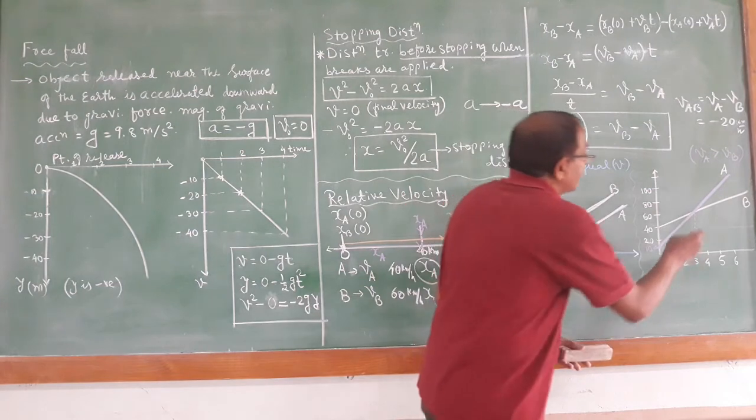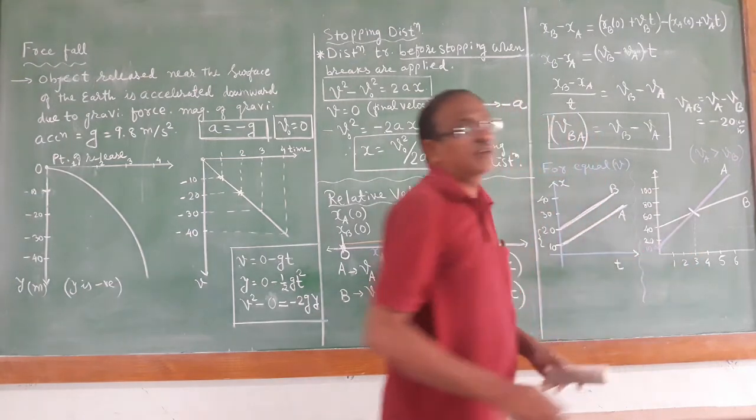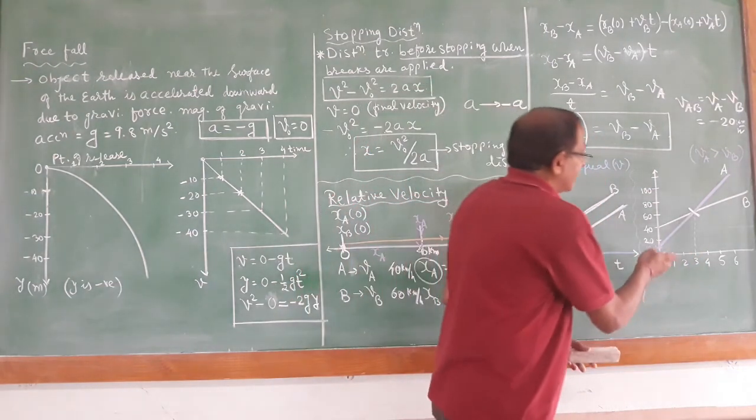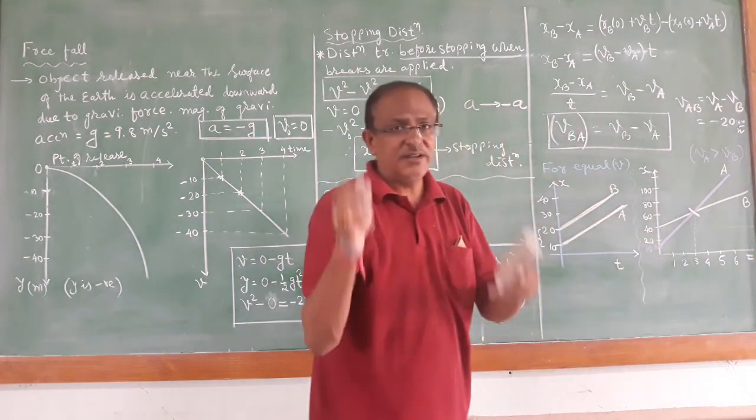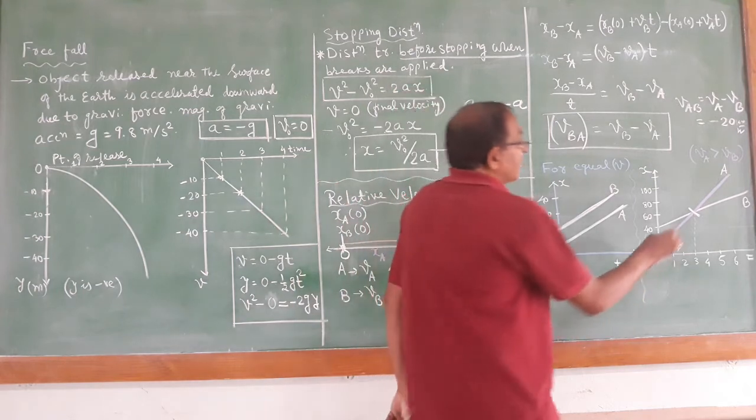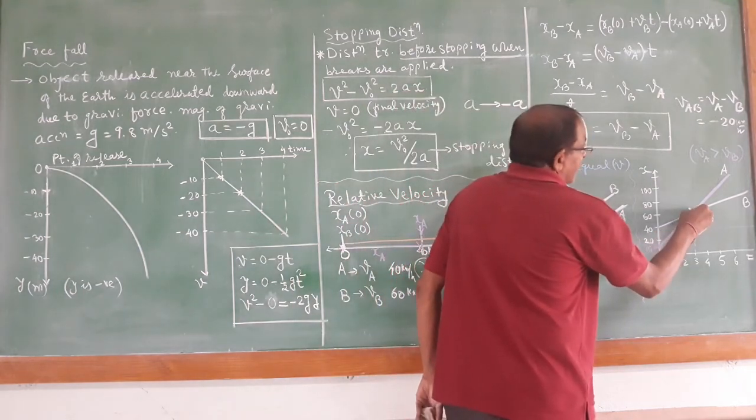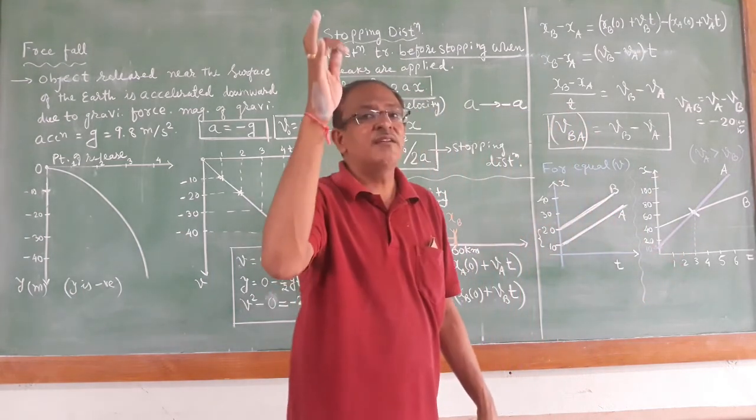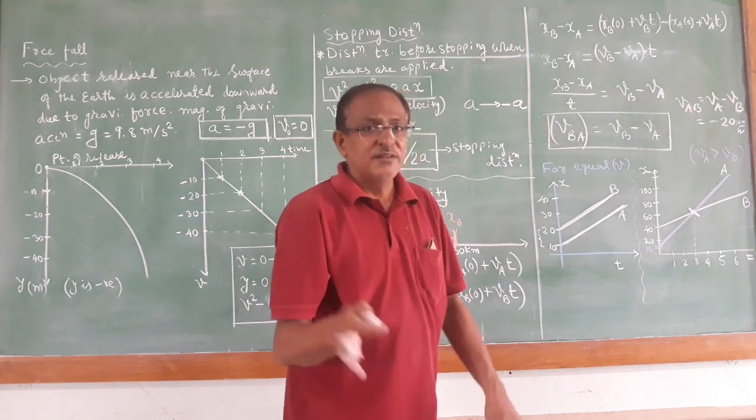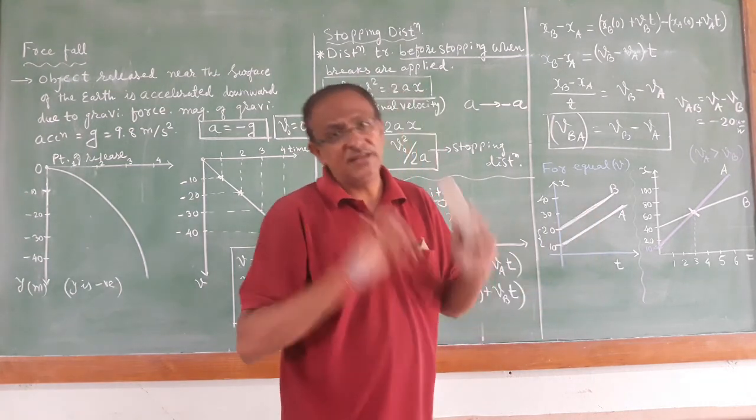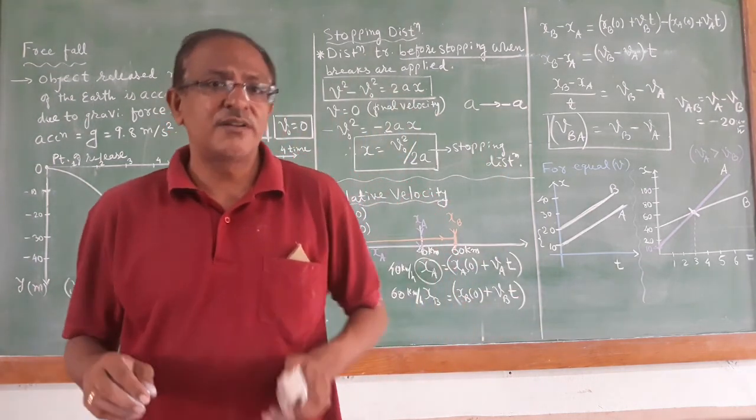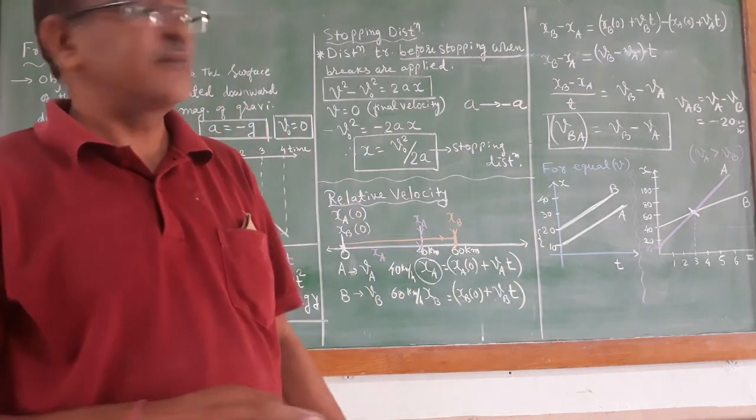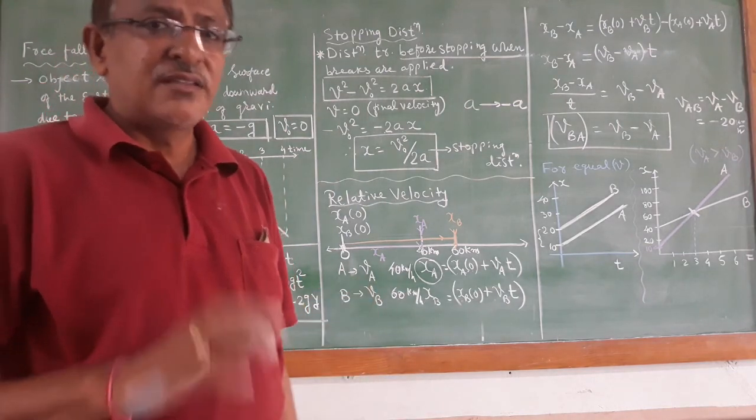So wherever the graphs of x versus t of both the objects intersect, that will give you the position and time at which one overtakes the other. Okay, so these are the concepts of relative velocity. Try to read 2-3 times, understand it. Okay. Thank you very much.